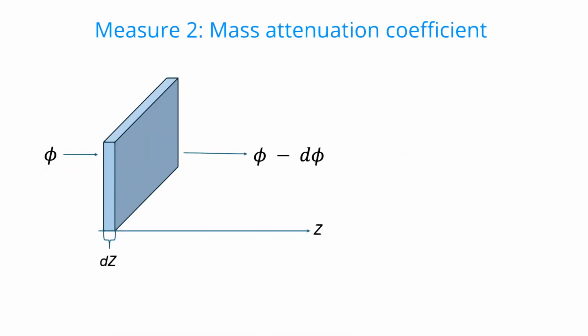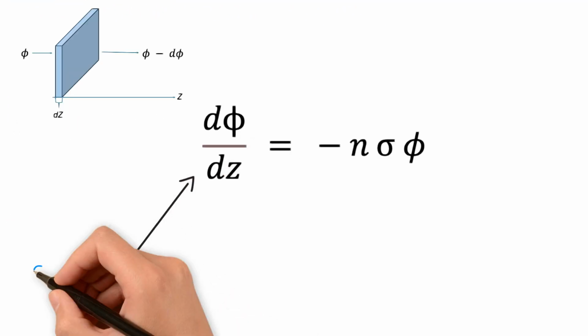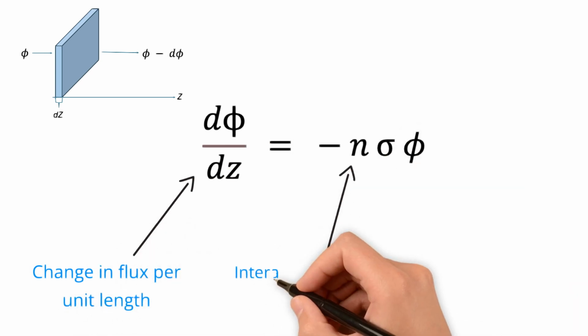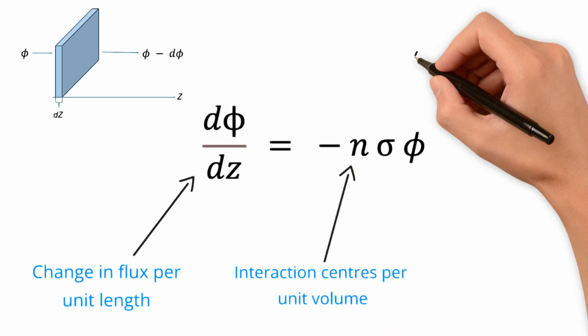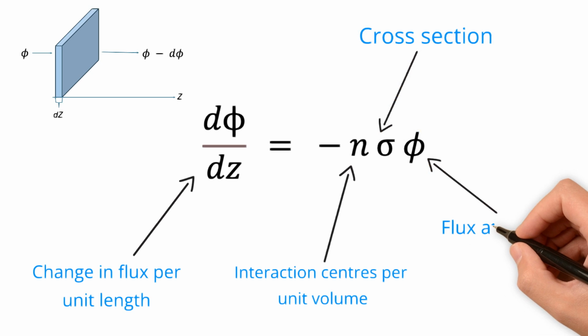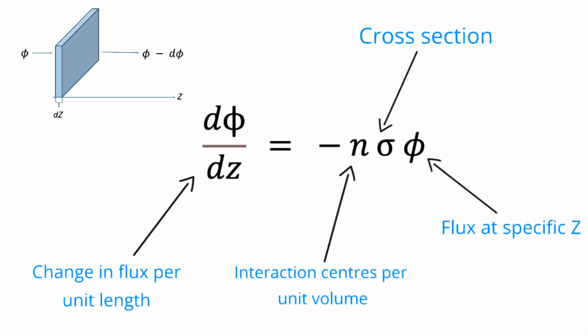Consider a flux of photons, phi, entering a thin layer of material of thickness dz. The flux exiting the material will be reduced by some amount d phi due to the interactions occurring within the material. We can write an equation for the change in flux per unit length, where it is proportional to the number of interaction centres per unit volume, the cross-section of interaction, and the flux present at that point. The minus sign in this equation indicates a decrease in flux as the photons travel through the material.